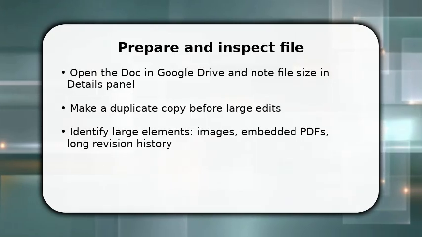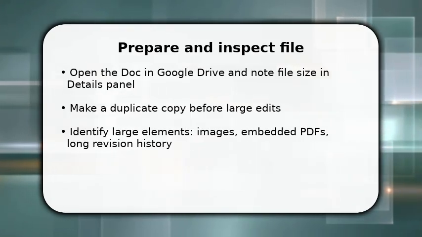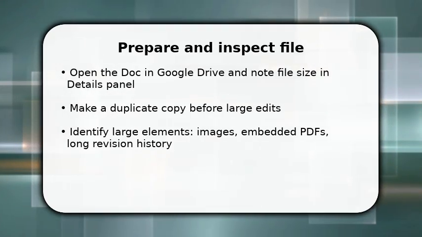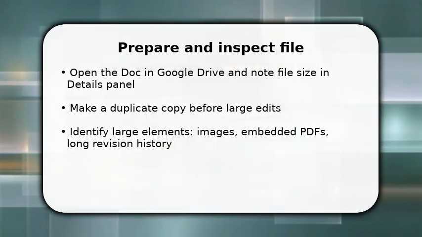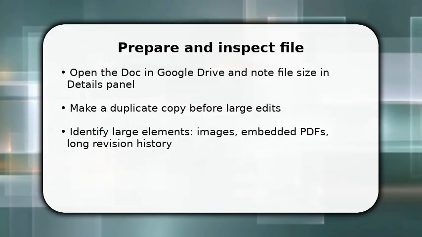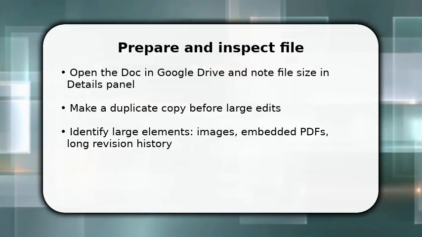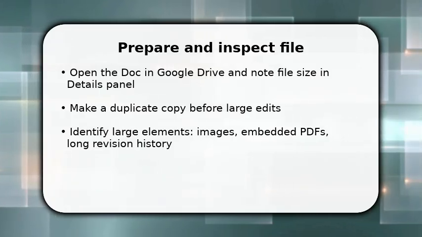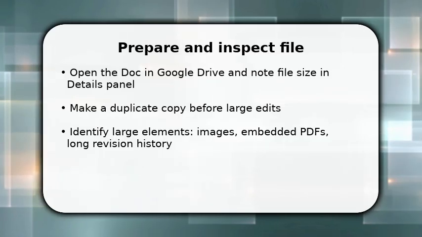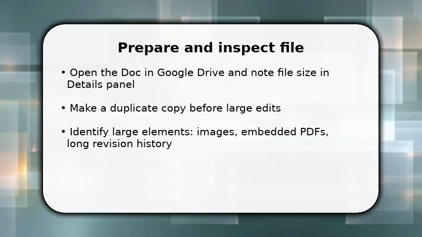Enjoy the video. Open your document and check its drive details to see current size. You need that baseline. Make a copy immediately so you can experiment safely. Next, scan for the usual culprits, high-resolution images, embedded PDFs, and a long revision history, and mark them for action. Once done, prioritize images first because they usually consume most bytes.